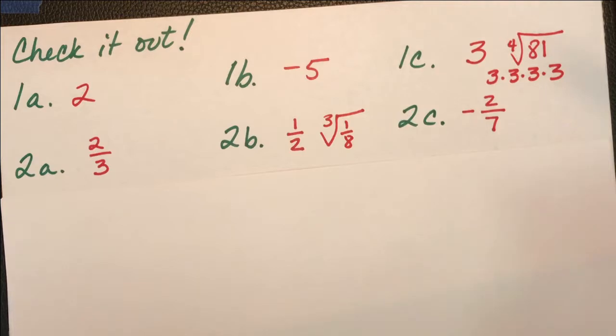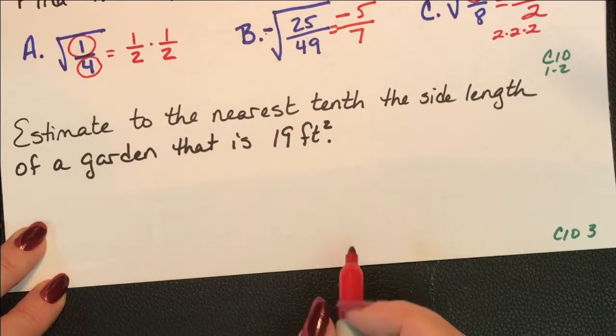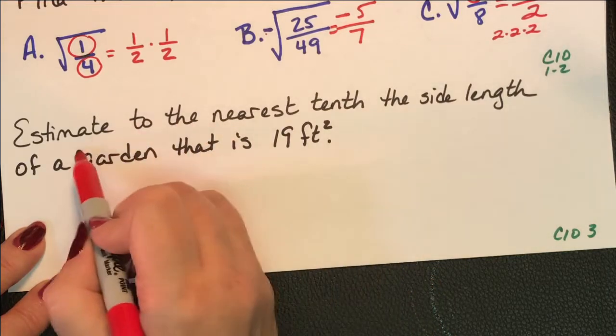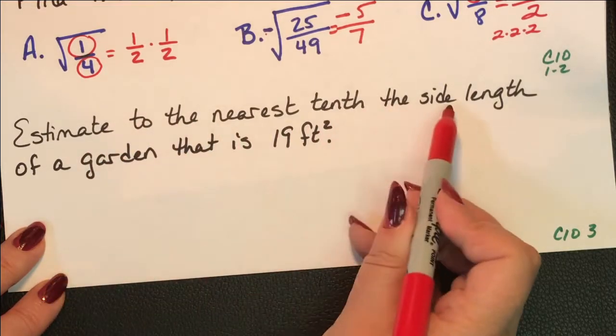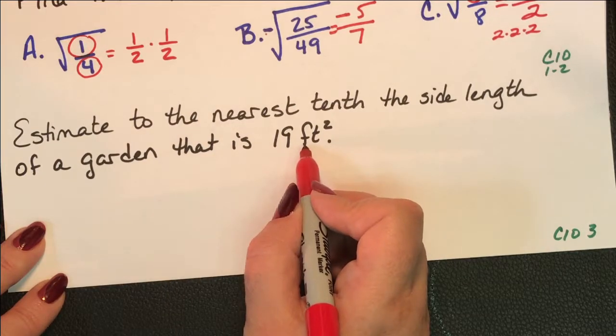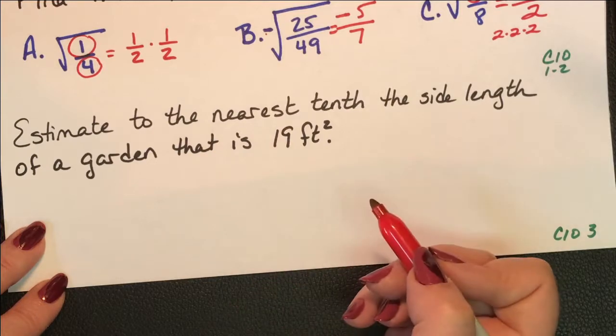Our next example is a gardening application. The example explains about Nancy and her need for square gardens full of wildflowers. But the question asks to estimate to the nearest tenth the side length of a garden that is 19 feet squared. Now here's where we need to understand roots.